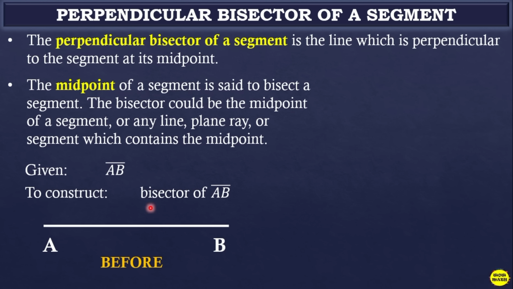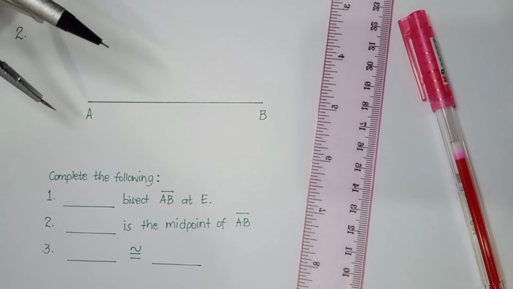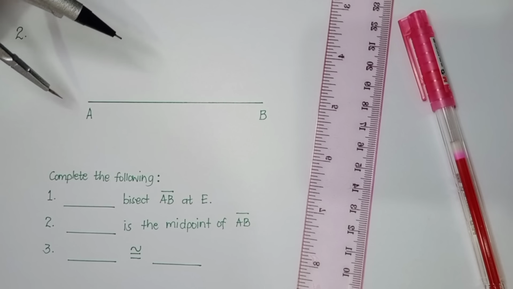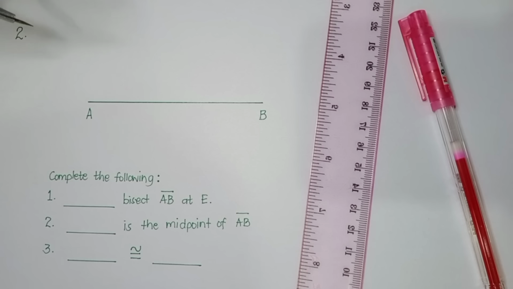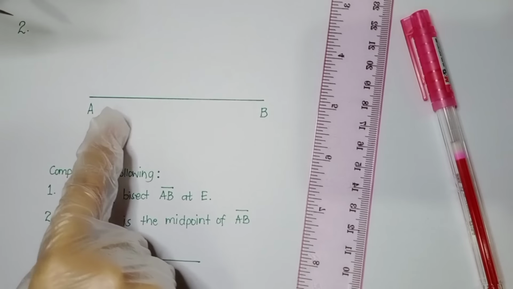Now, let us form a perpendicular bisector of segment AB. So, we should come up with this illustration. So, let us construct this figure. Watch the video. Okay, so let's have the second one. So how are we going to construct the perpendicular bisector of a segment? So as you can see, we have here segment AB.